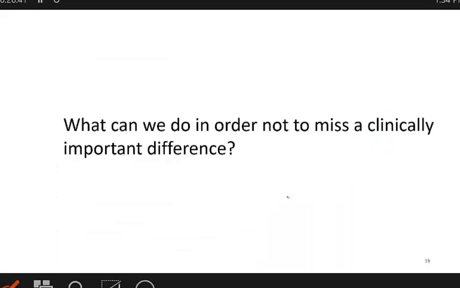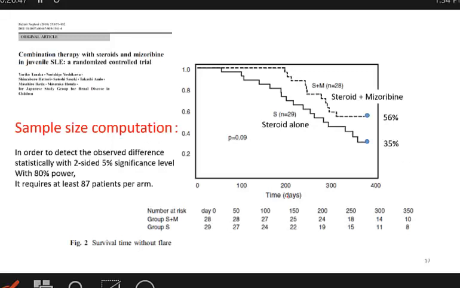So what can we do in order not to miss an important, clinically important difference? You want to make sure you have enough sample size to begin with. If you know 50 is not enough, then you just have to enroll more, 60 or 70. So before you initiate the study, you always have to do sample size estimation.